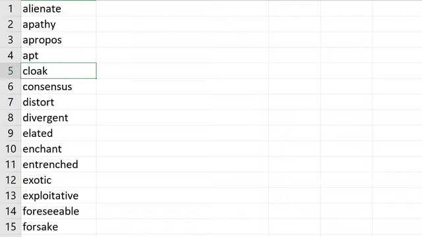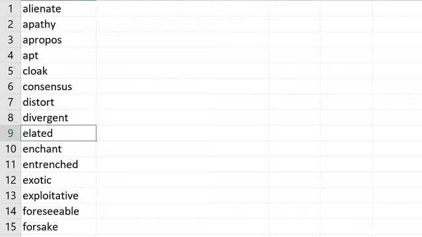Cloak means to cover or hide. Think about Harry Potter, the invisibility cloak. Consensus means an agreement. We can reach a consensus, have an agreement. To distort something means to give a misleading or misrepresentative representation. So, for example, you can distort the truth. Divergent is not a teen adult novel series. It means two things go separate directions. Two things diverge, they go on different paths.